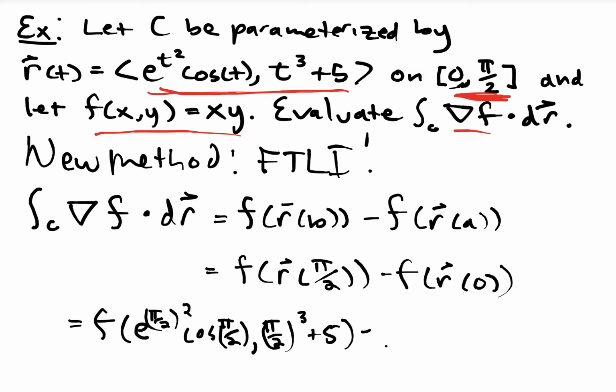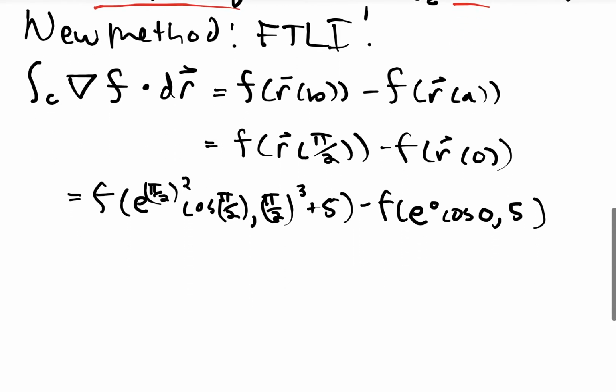And then I have to subtract off whatever happens when I plug in 0. Well, this is e to the 0 cosine 0 and 0 cubed plus 5, so just 5 over here. Let's actually think about what this stuff is that I'm plugging in. Now, if I clean all this up, comment number 1 that I'm going to make here: what's cosine of pi over 2? That's 0.